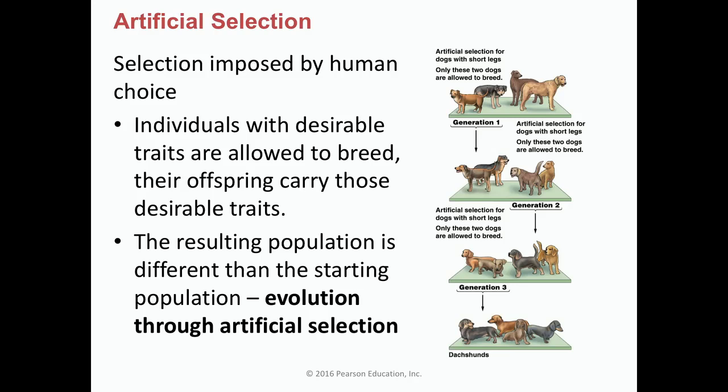So again, if you only allow the shortest legged dogs to breed, the next generation on average has shorter legs than the previous, and you keep doing this over several generations and you end up with dogs with very short legs. So compare the final generation, the dachshunds, to generation 1, and they have dramatically shorter legs, but this did not happen in one generation of breeding. This happened through several generations of selective breeding. So this is artificial selection. This is where we actually select the individuals that are doing the breeding.